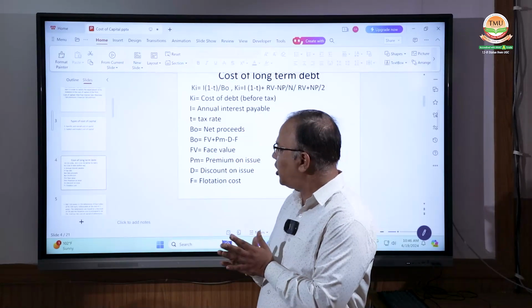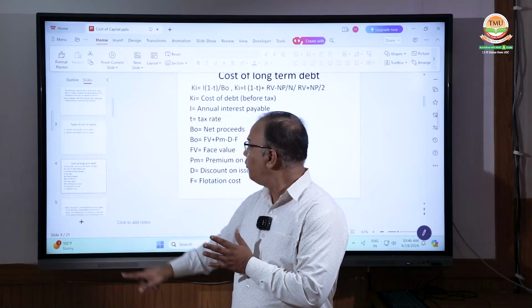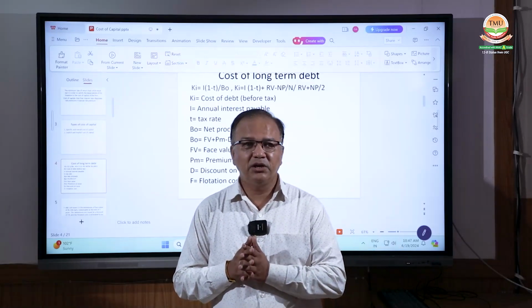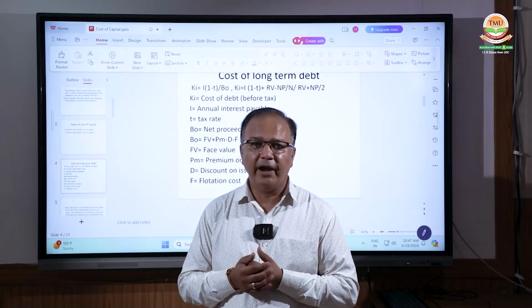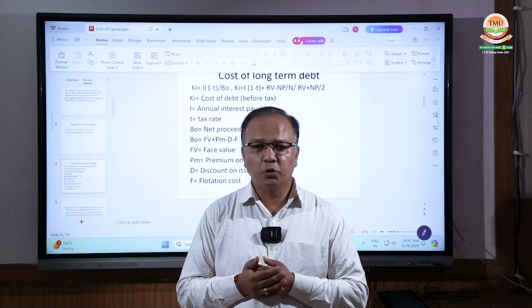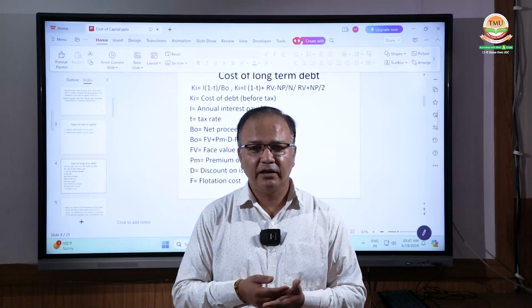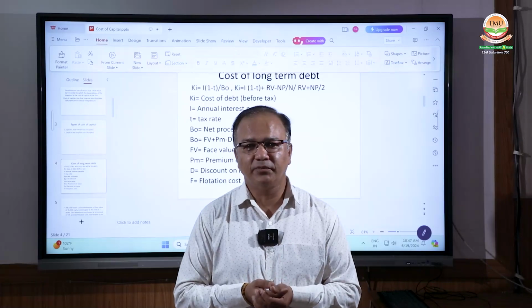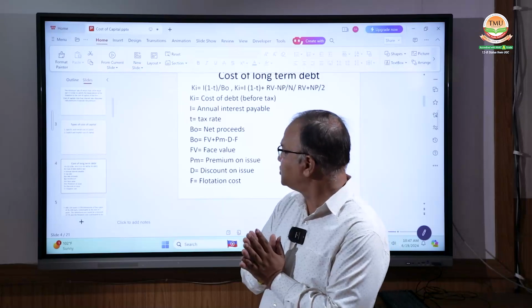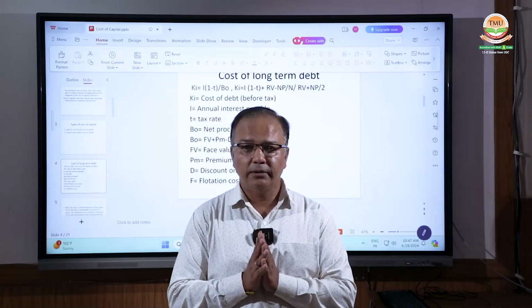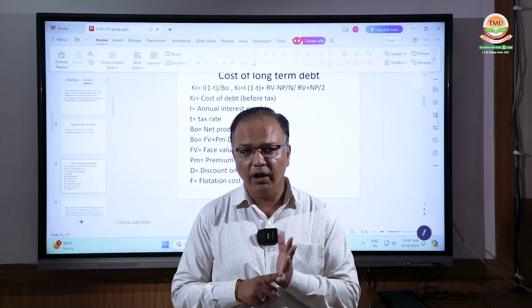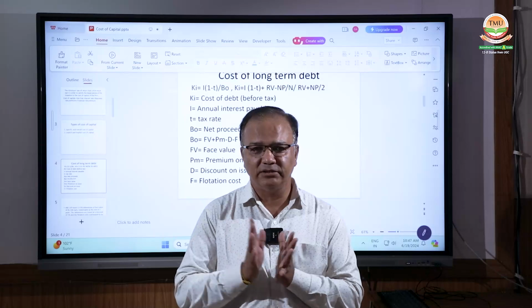Next is the cost of long-term debt. Now, we have to see the method of calculation of specific cost of capital and calculation of overall cost of capital. Let us start first of all to calculate specific, and after that we have to calculate the overall cost of capital for the organization. Let's start. This is the formula. As you know, whenever I am talking about the cost of capital, it means cost of long-term debt, cost of equity, cost of preference share, cost of debenture.